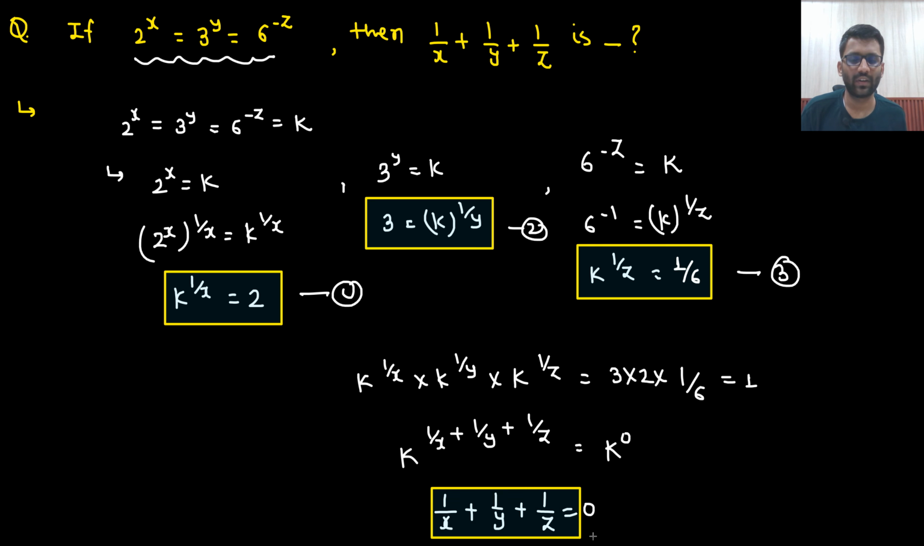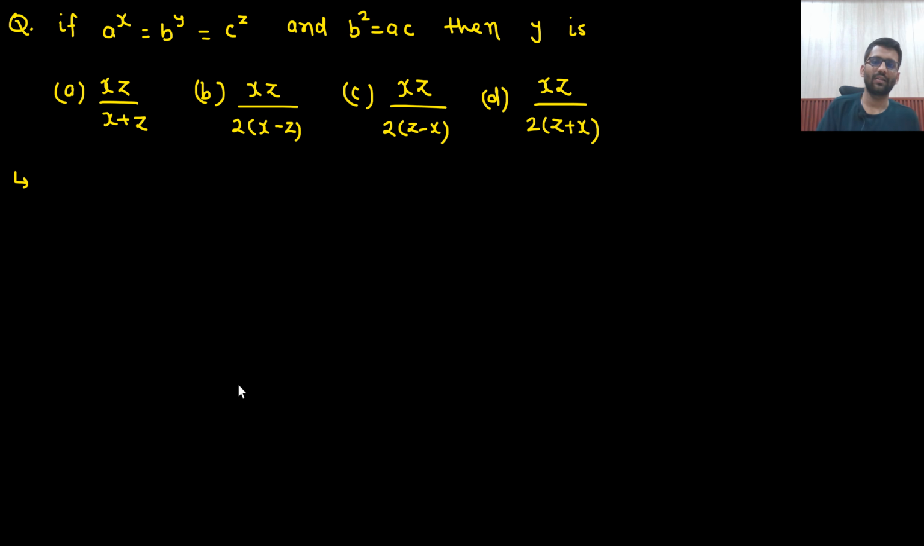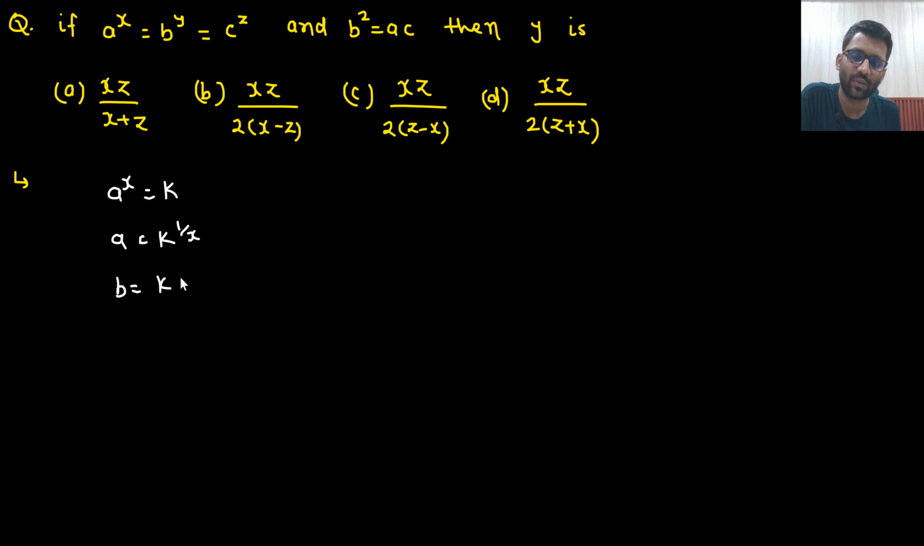These kind of questions are often asked. So whenever some things are equal, you always need to equate them to k, and then you need to see what you can do in the problem. Again, this kind of question is asked. So what will you do here? Again, you will equate them to k. So a to the power x is equals to k. So a will be equals to k to the power 1 by x, b will be equals to k to the power 1 by y, and c will be equals to k to the power 1 by z.